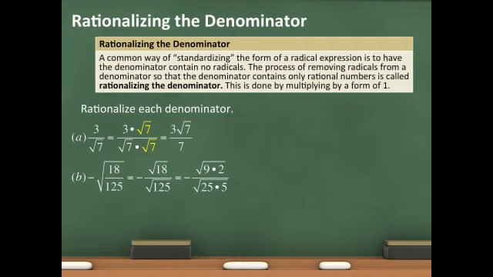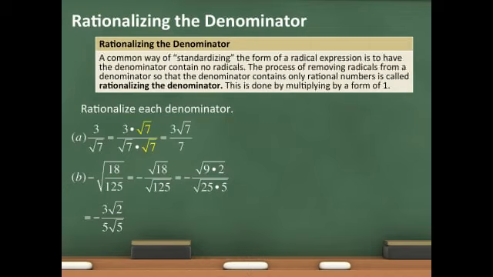The square root of 18 can be rewritten as the square root of 9 times 2, and the denominator as the square root of 25 times 5. Notice that we can take the square root of 9 to give us 3, but the 2 remains inside the radical. We can also take the square root of 25 to give us 5, but the other 5 stays inside the radical. This will give us 3 times the square root of 2 over 5 times the square root of 5. Notice that we still have a radical in the denominator.